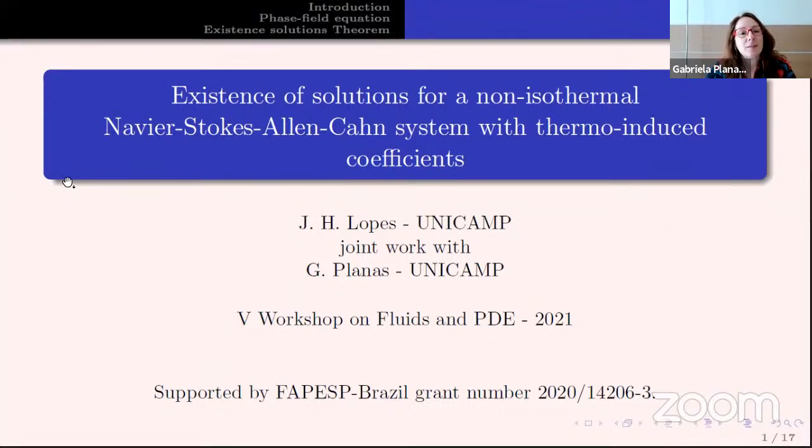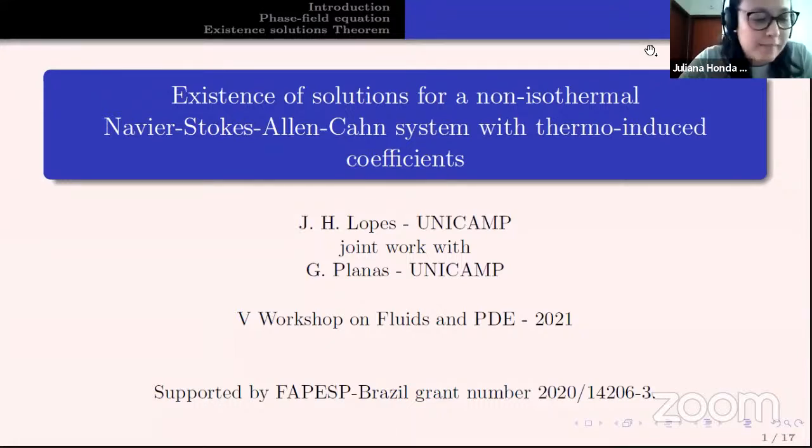Okay, let's introduce the last speaker of the day, Juliana Lopes from Unicamp. First, I would like to express our gratitude to Juliana because she is helping with the Zoom and everything is working well thanks to her. So, thank you Juliana for helping us. And then Juliana is going to talk about the existence of solutions for a non-isothermal Navier-Stokes-Allen-Cahn system with temperature-dependent coefficients.